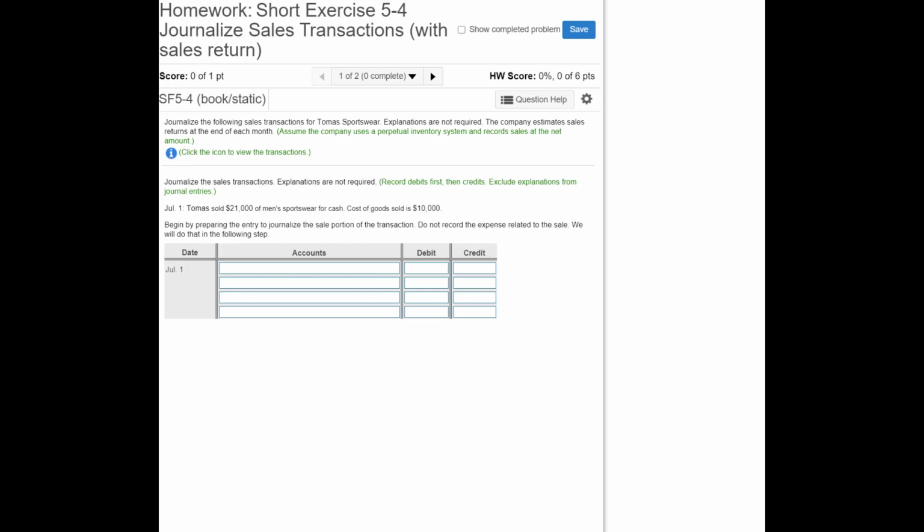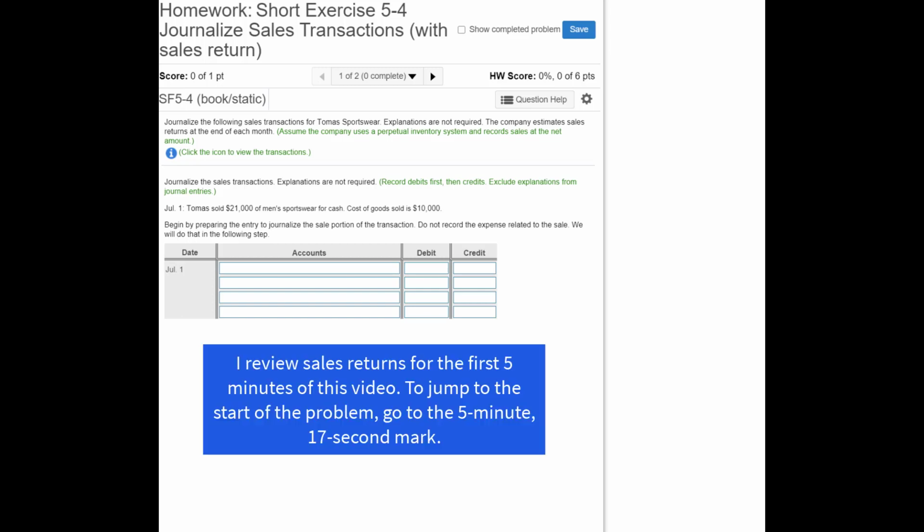Short exercise 5-4. In this exercise, we will sell some merchandise and then process a return from a customer. But let's review some things first about sales returns.